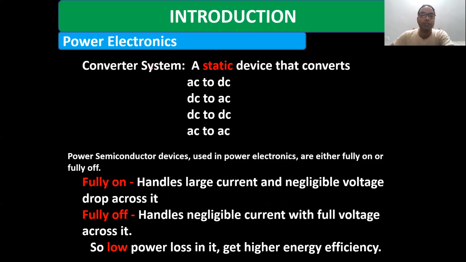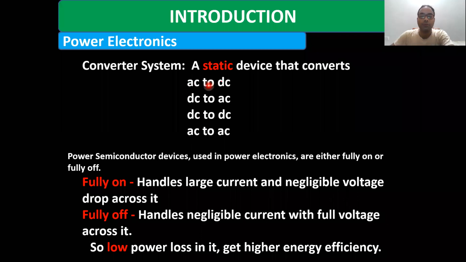The power electronics converter system is a static device that converts AC to DC, DC to AC, DC to DC, and AC to AC. So it is a static device. What do you mean by static? There is no moving part to convert the power from one stage to another.